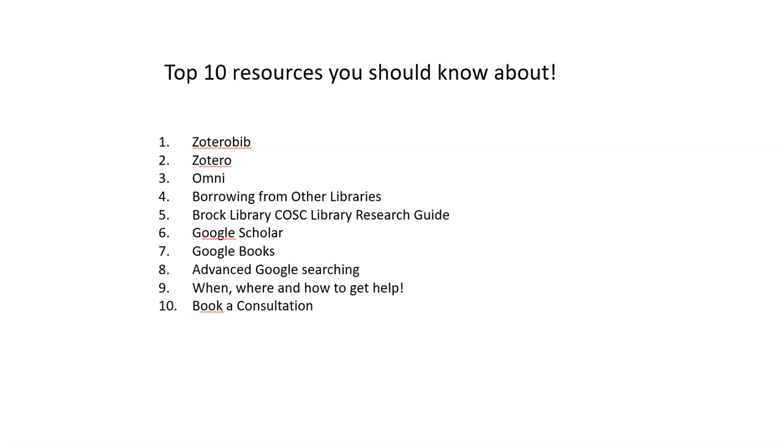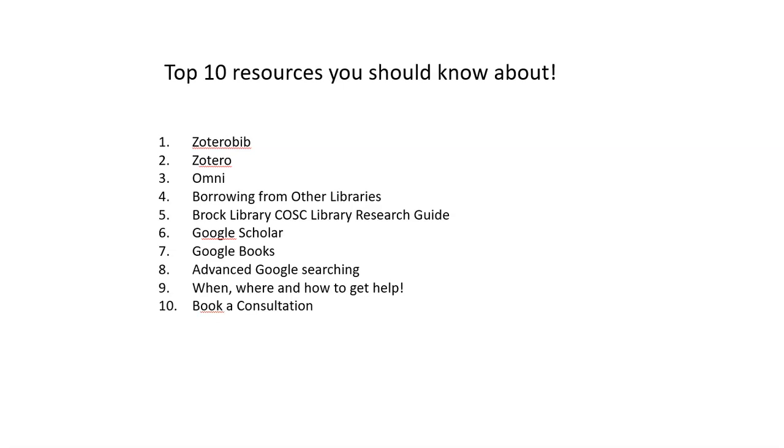If you don't, ask in the library, email me, or book a research consultation. I'll show you how important they are, not only for this course, but other courses as you move through your scholastic career and beyond. Zotero Bib to do citations, Zotero to do citation management, Omni in our library to find out what we have or don't have. If we don't have it, you can always borrow it from another library. Never pay for anything. We can help you with that. The Computer Science Library Research Guide, how to use Google Scholar, Google Books, and Advanced Google. We'll show you how that works, when, where, and how to get help, and then how to book a consultation. More about that later.